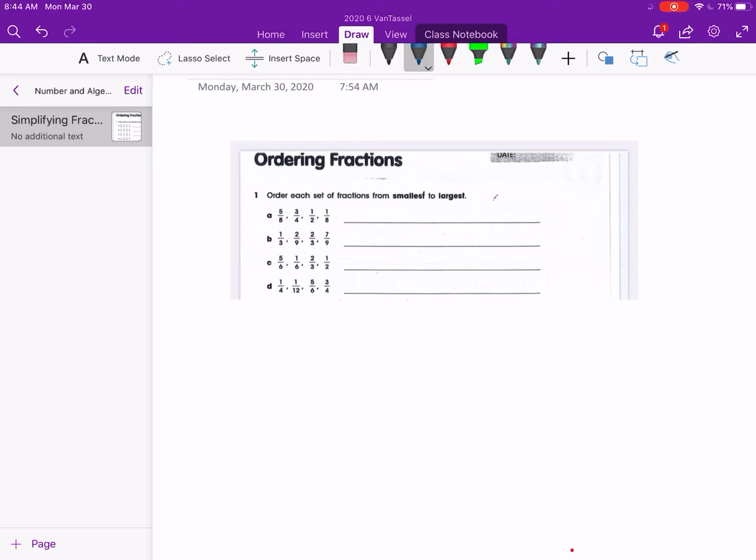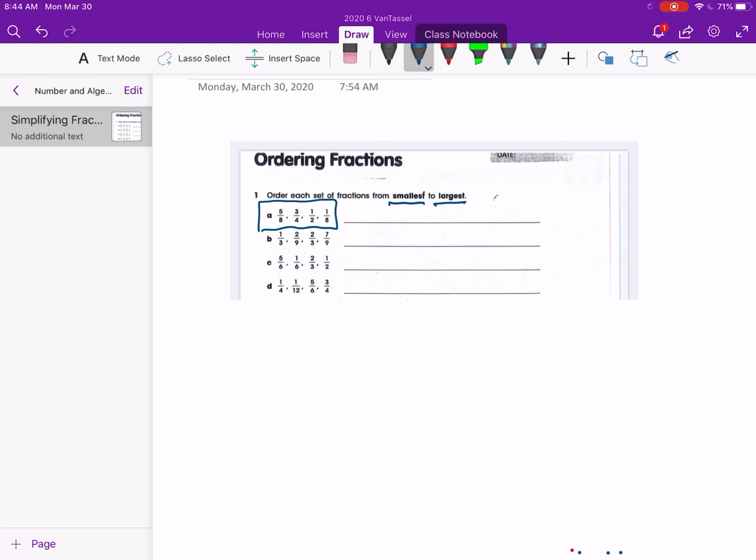So, ordering fractions again. All right. First thing is to really pay attention to the order that is being asked for them to be placed in. So it's from the smallest to the largest. So I want the smallest one first, going up to the largest. So let's take a look at these numbers right here.